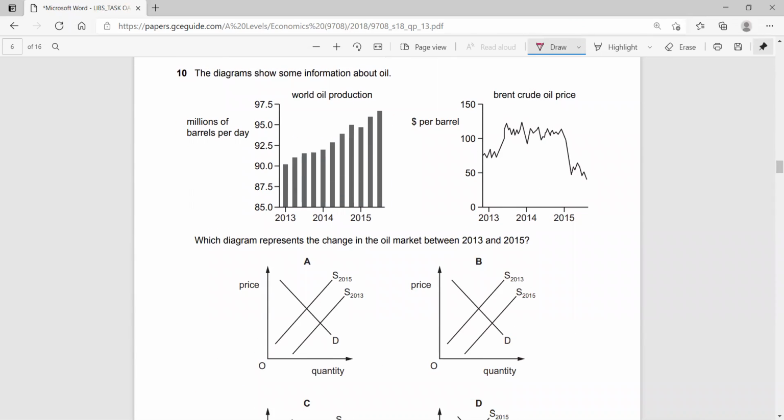The diagrams show some information about oil, and we have to look at it. So we have to look at the demand and supply changes here. And what we can induce from the first diagram is that the supply of oil is increasing. You can see by the fact the bars are going higher. These are millions of barrels per day produced. However, the price of oil is decreasing. You can see that by the fact it's going down. So that's what we have to look at.